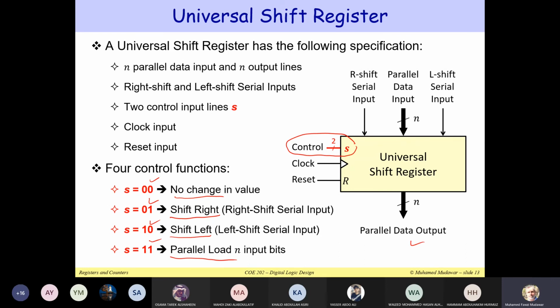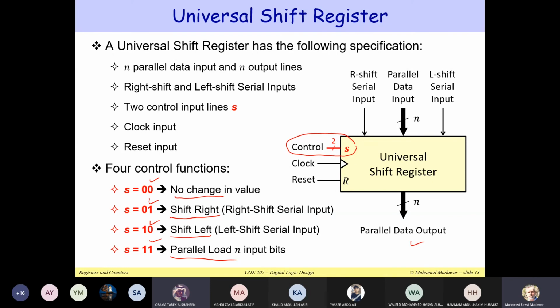So you can see that we can have multiple functions implemented in the same shift register. You can decide whether to shift to the right or shift to the left, or not change the output, or even load the data into the register. Yes, Usam. Doctor, we can use 4x1 multiplexers to implement each function.